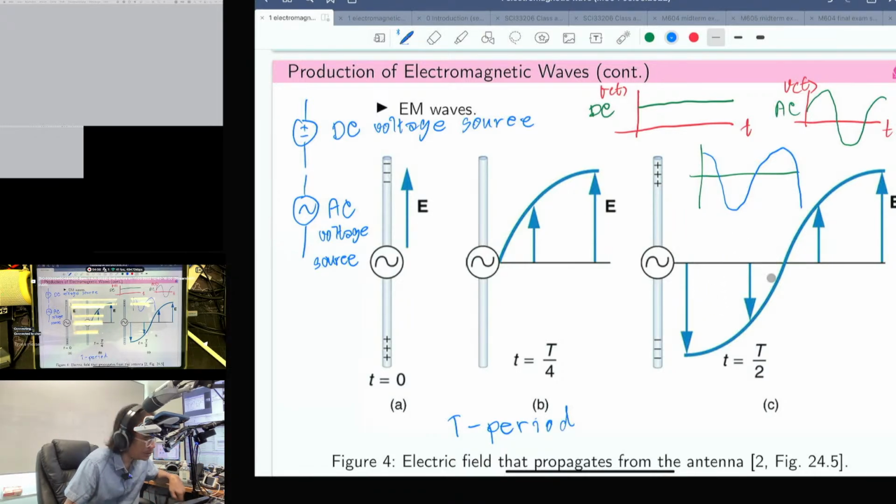And here is the time of T by 2, which is half of the period, because you can see that the wave has been completed by one half.